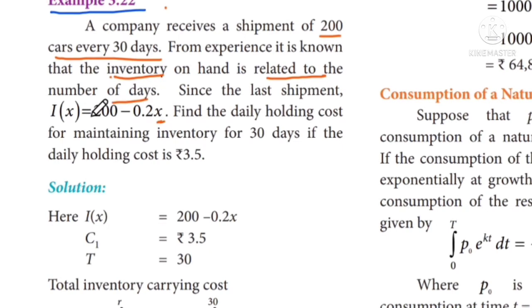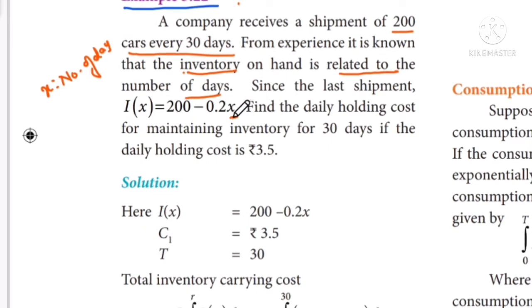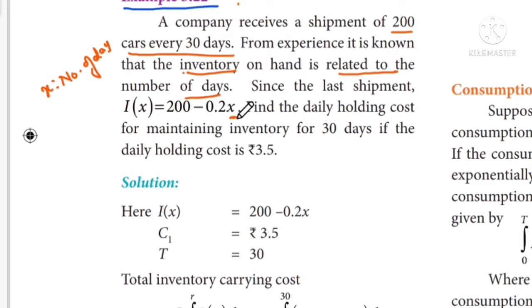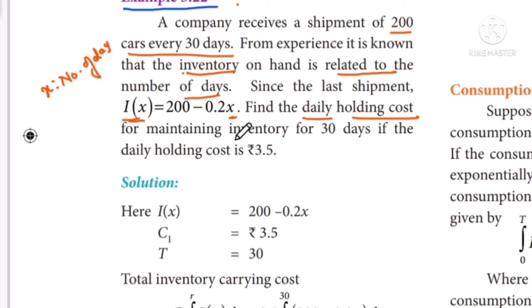So here x is the number of days. So the inventory is depending on the number of days. As x increases, the inventory cost will increase. As x changes, the number of days changes, the inventory cost will change. So the inventory cost is depending on x. Find the daily holding cost for maintaining inventory for 30 days.